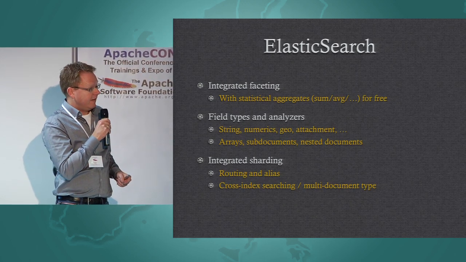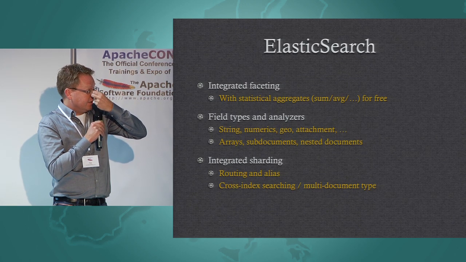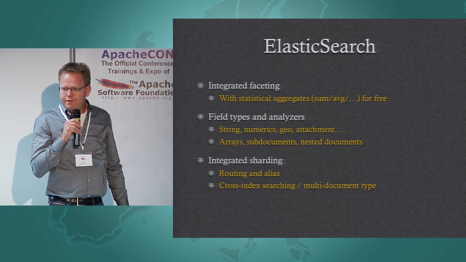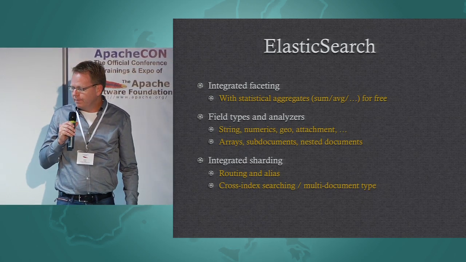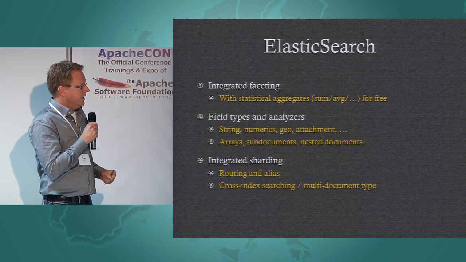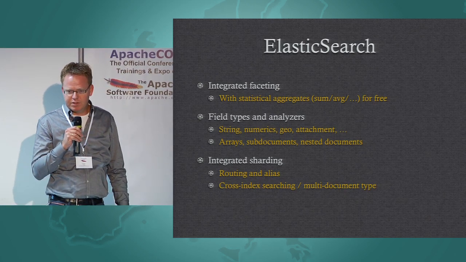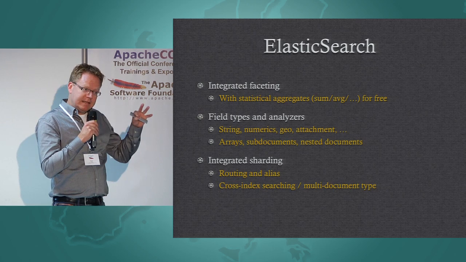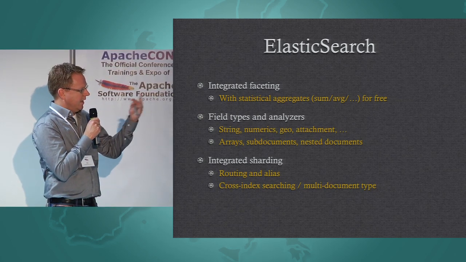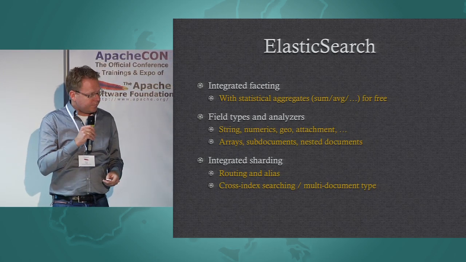It just works really fast using all the caches that are there. It adds statistical aggregates like sum and average on number fields if you want. And that's very, very powerful. Many of the queries that we want to do actually can be fulfilled by this. It has many different field types: strings, all sorts of numerics, even geospatial things, attachments. But also arrays, so arrays of numbers, arrays of strings, arrays of sub-documents. You can have nested documents, which we've heard today as well.